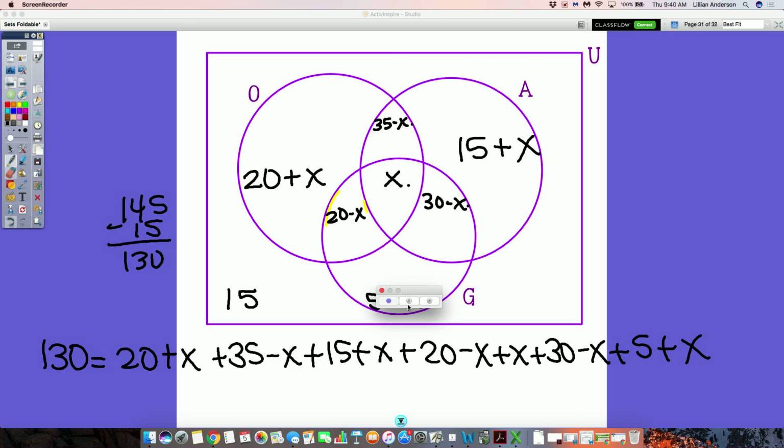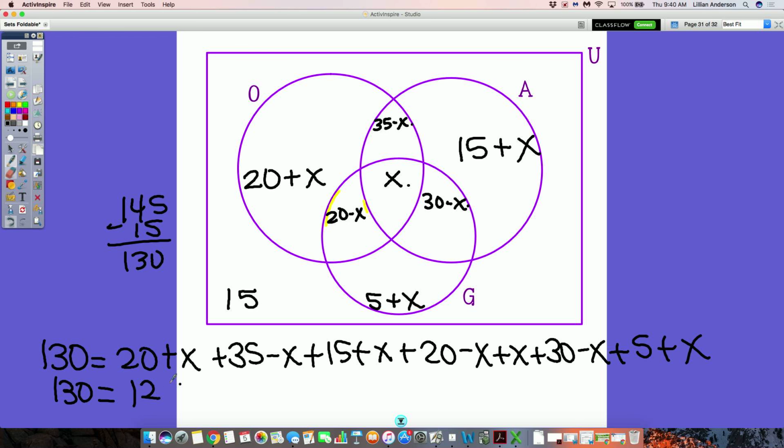So 130 should have equaled 20 plus x plus 35 minus x plus 15 plus x plus 20 minus x plus 30 minus x plus 5 plus x. Now, you didn't have to write out that long line. You could have basically combined all your like terms and then written down that 130 equals 125 plus x. And then all you have to do to solve for x is, so x equals 5. So there are 5 people that actually liked all 3 juices. And then from there, you could fill in the rest of the Venn diagram.